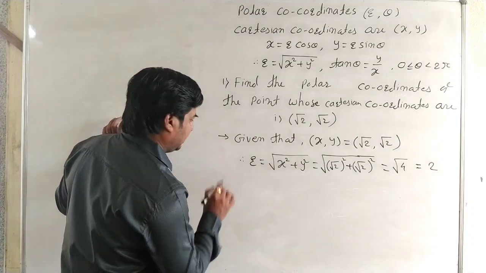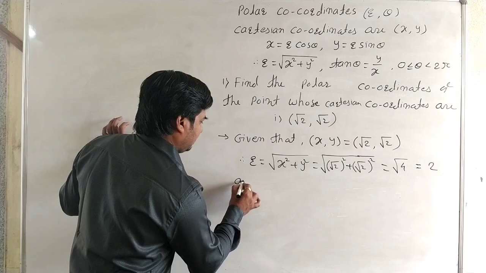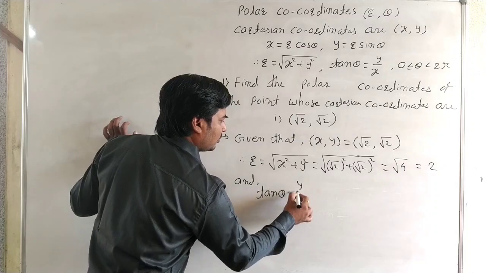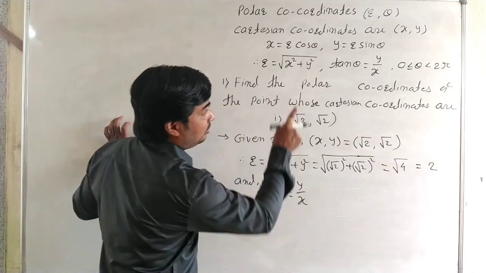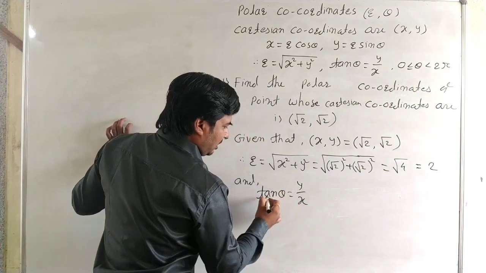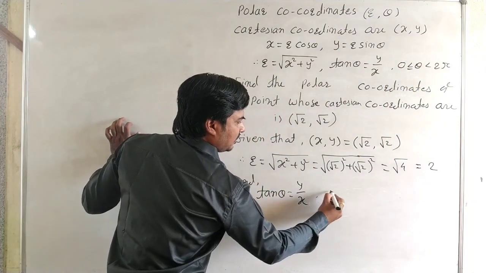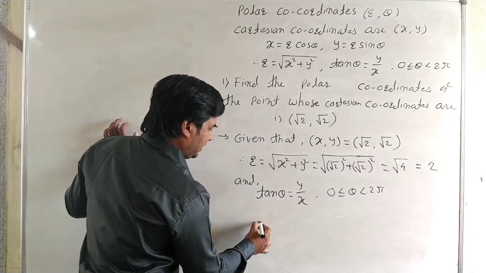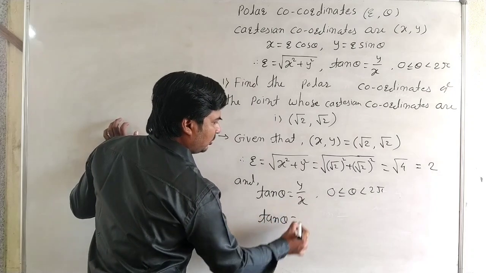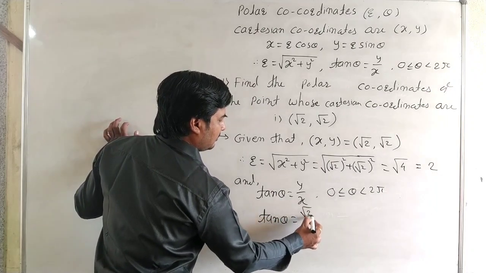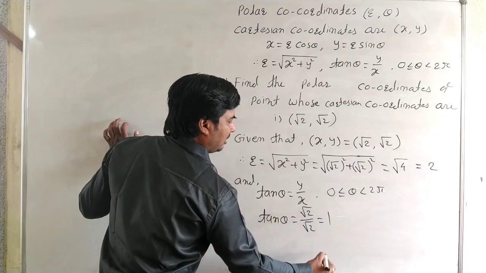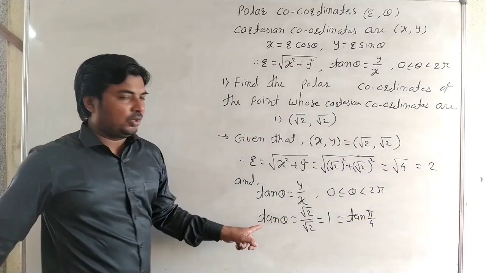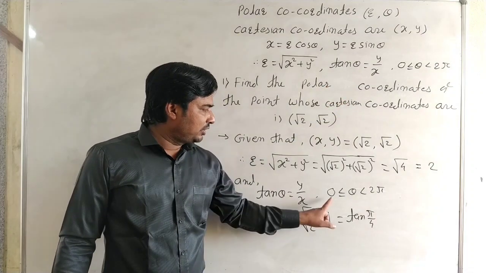Now we want to find theta. We know that tan theta is equal to y by x, where theta is between 0 and 2 pi. Then tan theta is equal to y by x, root 2 by root 2. It is 1, and 1 is tan pi by 4. See carefully this: 1 is tan pi by 4, but here theta is between 0 and 2 pi.